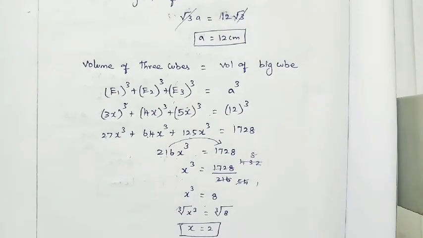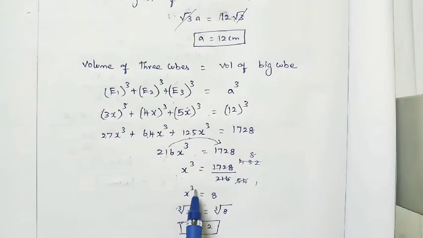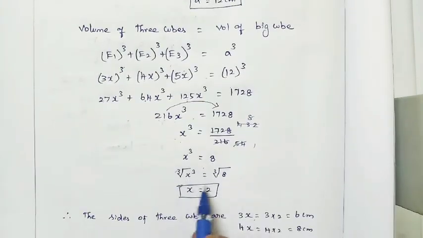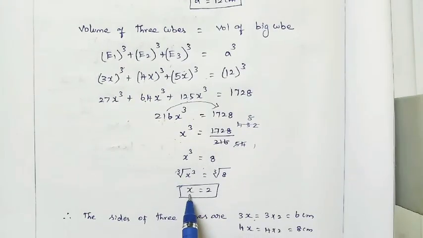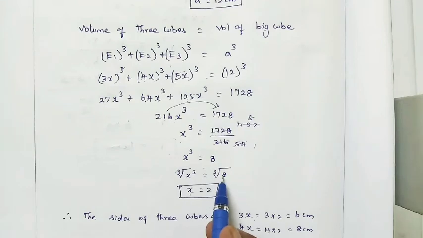But what do we need? We need the value of x alone. We have x cube. By taking the cube root on both sides, we will get the value of x. Taking the cube root on both sides, the cube root of x cube is equal to x. The cube root of 8 is equal to 2, right? So x is equal to 2.